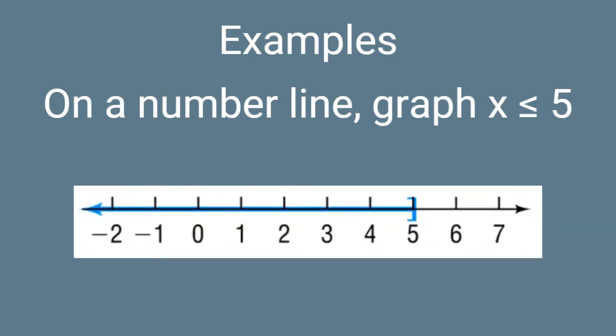On the number line, we indicate it just like this in blue. Now notice we used a right bracket to indicate that the number 5 is in fact part of the graph this time.